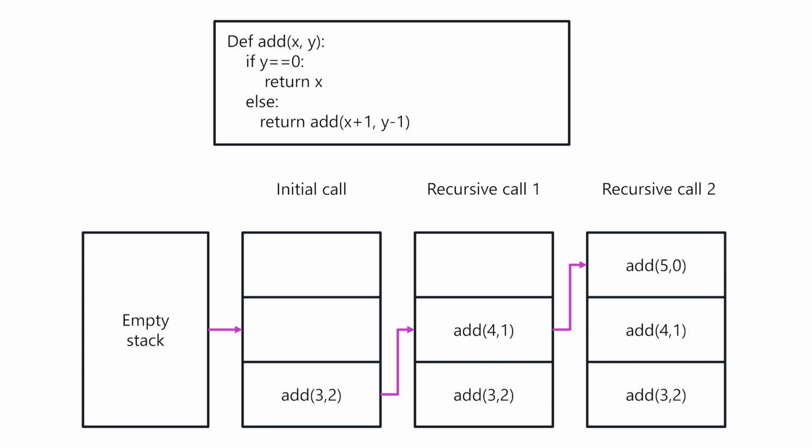Returning from recursive calls, as add 5 and 0 hits the base case y equals 0, it returns a value, and the stack begins to unwind. Add 5 and 0 is popped off, making add 4 and 1 the top element again, followed by add 3 and 2 as the stack continues to unwind.